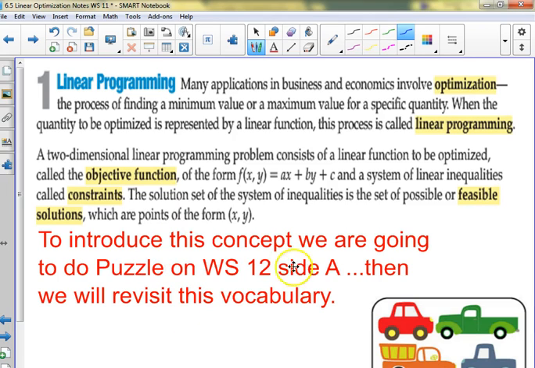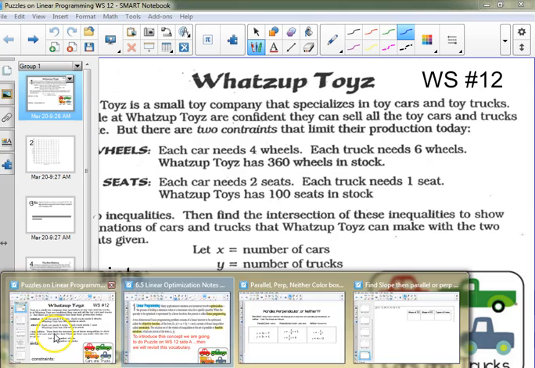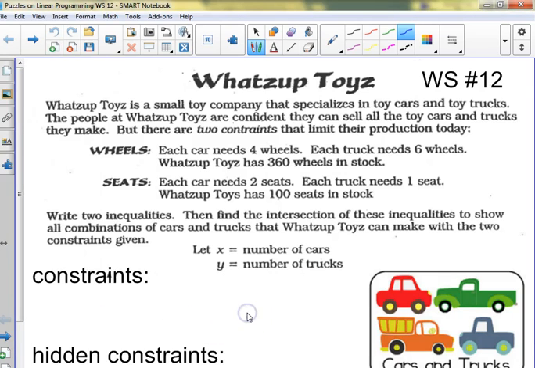We're going to look at 12a and do a little puzzle first. Okay, an objective function, the constraints, and the feasible solutions. That's all the vocabulary we need to get good at, but we're going to look at this puzzle first because it's easy. We can try this, okay?